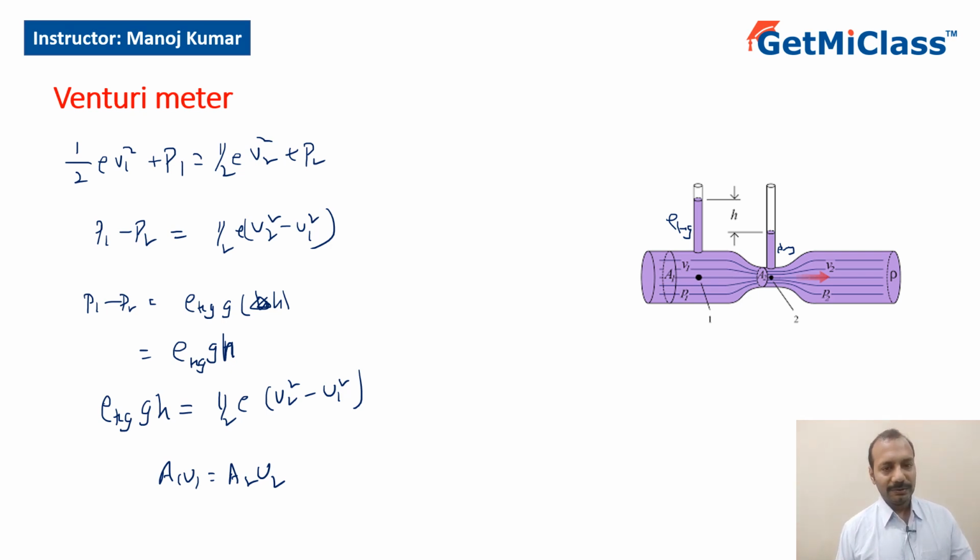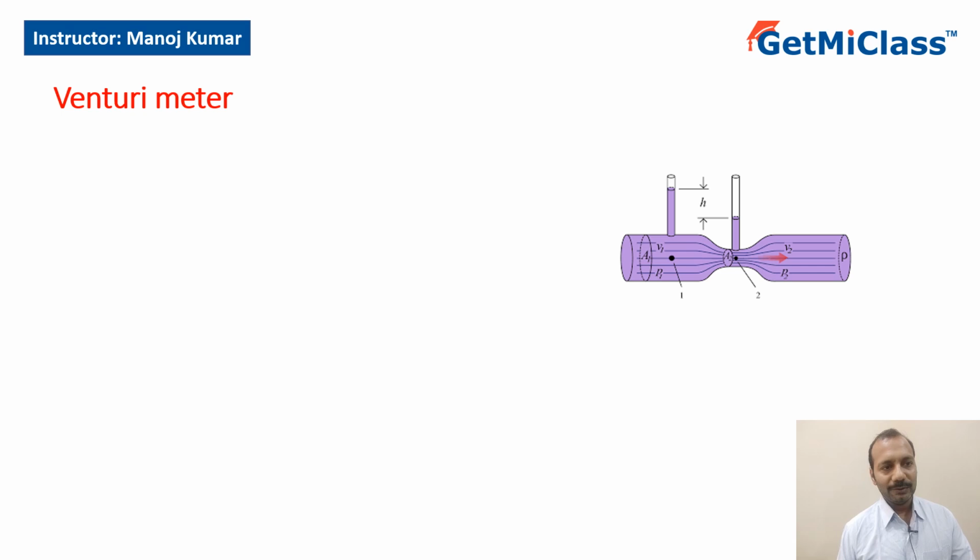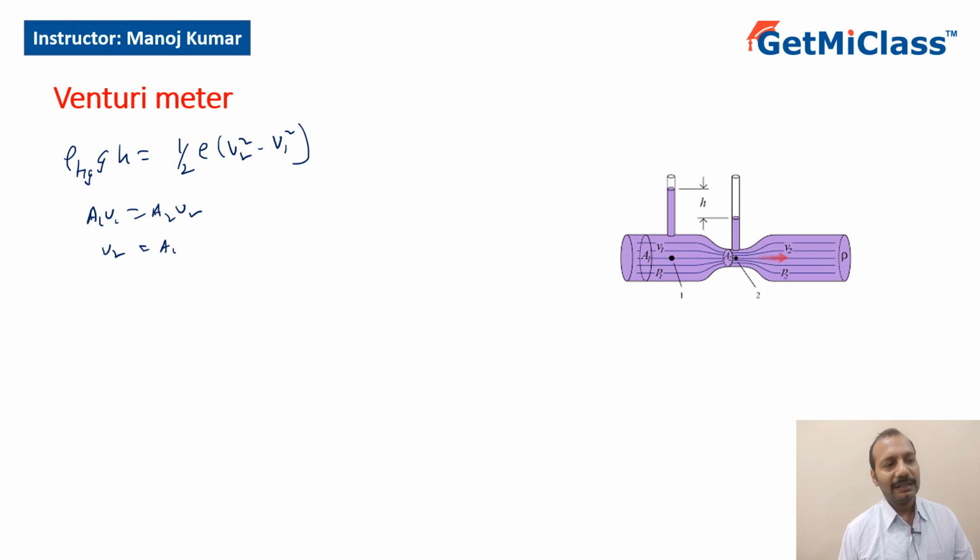So let's go to the next slide to do that. So we have rho Hg into G into h equal to half rho into V2 square minus V1 square. And A1 V1 equal to A2 V2. This is what we have. From this I can write V2 equal to A1 V1 by A2. So let me substitute it here.